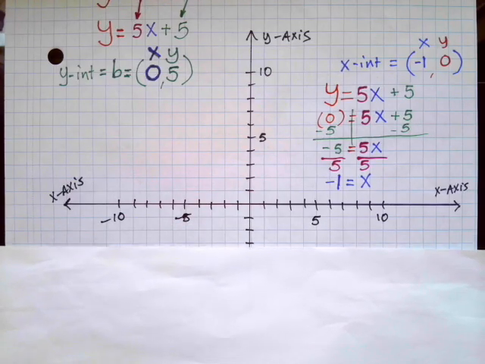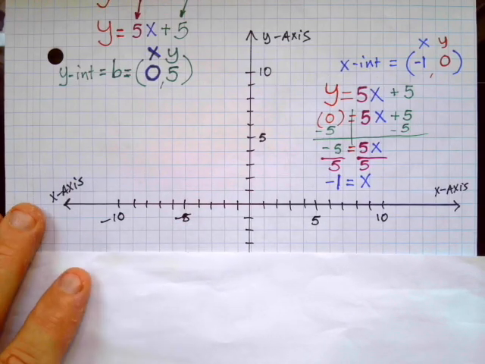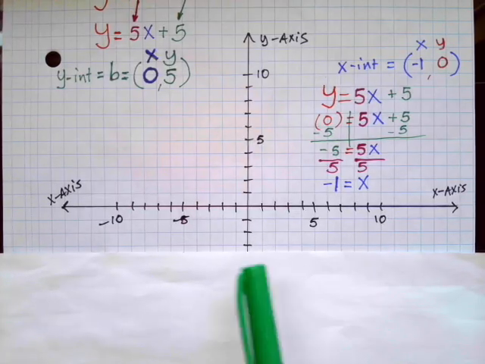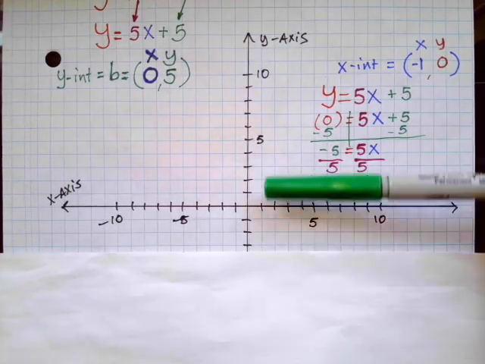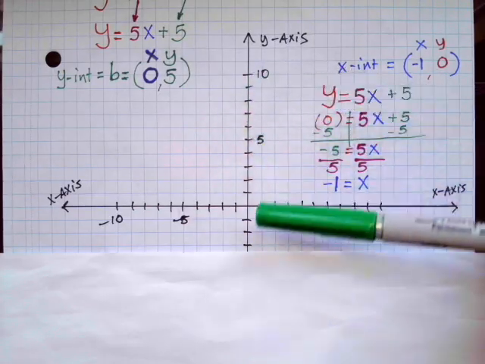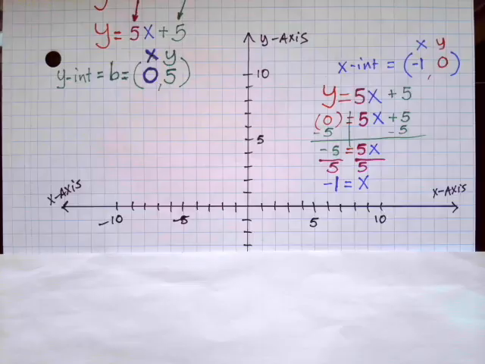So let me show you the rest of the graph here. There we go. We have our x-axis, which goes from left to right. The right side is positive, the left side is negative. We have our y-axis. Anything above 0 is positive. Anything below 0 is negative. So let's plot these 2 points.